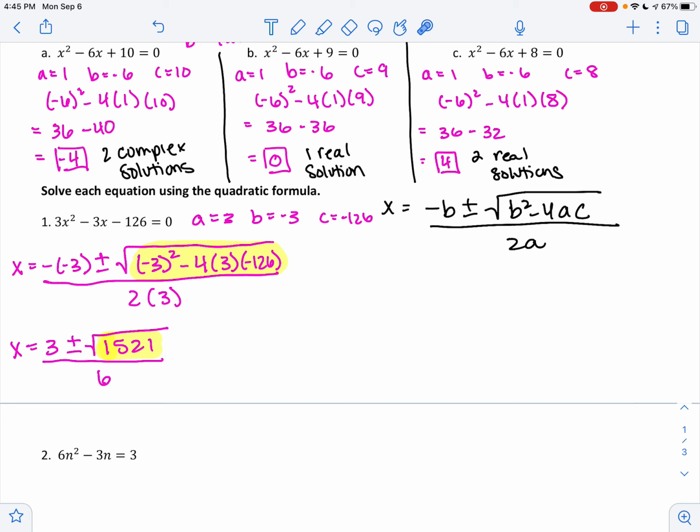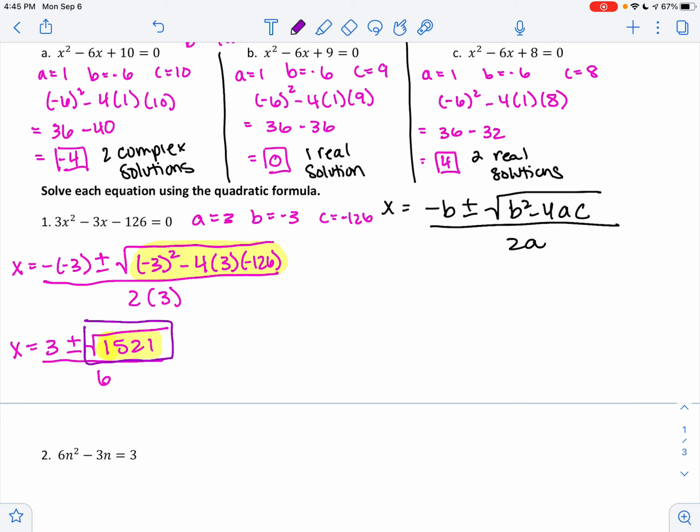So I just broke this up into 3 parts. The part outside of my square root symbol, minus a negative became positive. My discriminant, which is underneath my square root symbol, when we did that, we got 1,521. And then the part in my denominator, 2 times 3 is 6. The next thing that I want to do is I want to simplify this radical. So if I find the square root of 1,521, it is a perfect square.